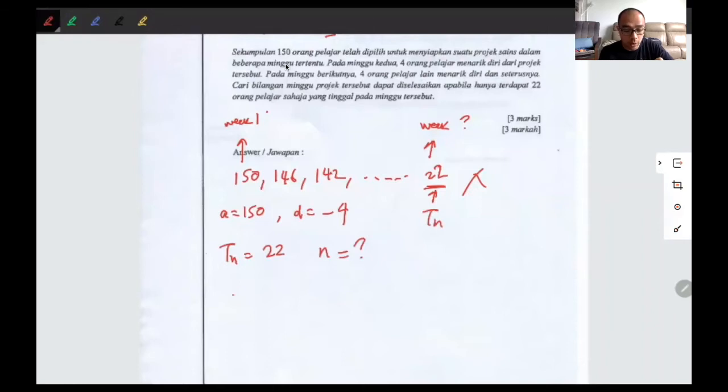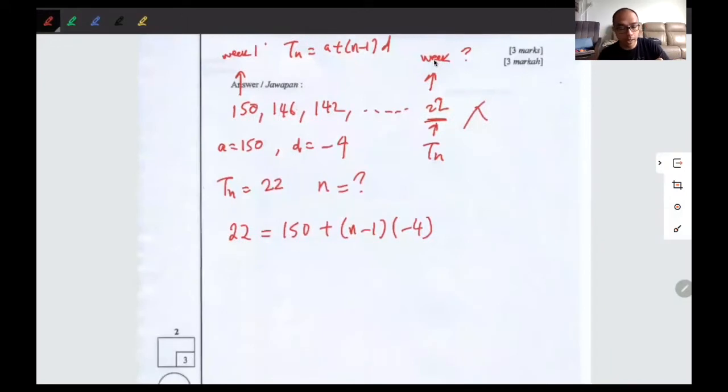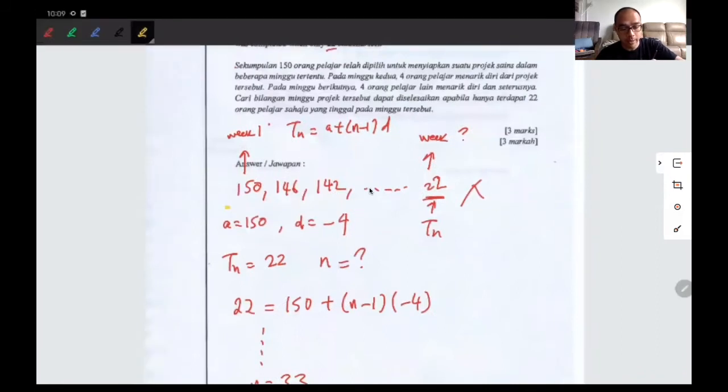So you substitute lah 22, sorry, the formula Tn equals to A plus N minus 1 D. Okay, that's the standard formula. So 22 equals to 150 plus N minus 1 negative 4. Okay. Now, once you're done with this, okay, then kamu pindah, and you will get N equals to 33. If I'm not mistaken, it's 33.